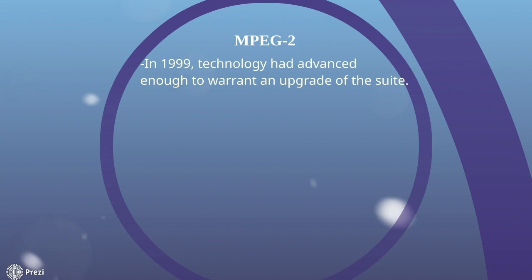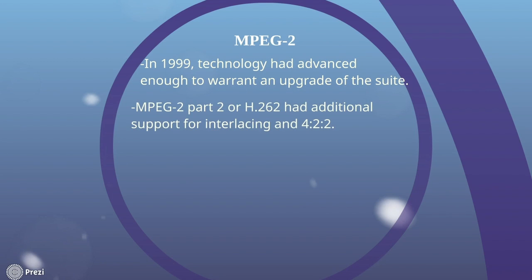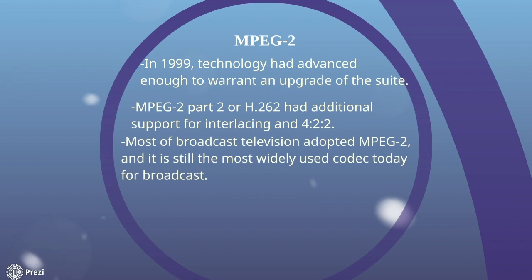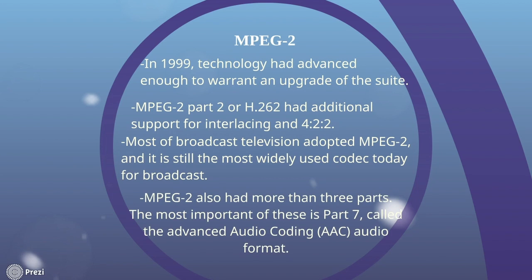In 1999, technology had advanced enough to warrant an upgrade of the suite. MPEG-2 Part 2, or H.262, had additional support for interlacing and 422. Most of broadcast television adopted MPEG-2 and it is still the most widely used codec today for broadcast. MPEG-2 also had more than 3 parts. The most important of these is Part 7, called the Advanced Audio Coding audio format.